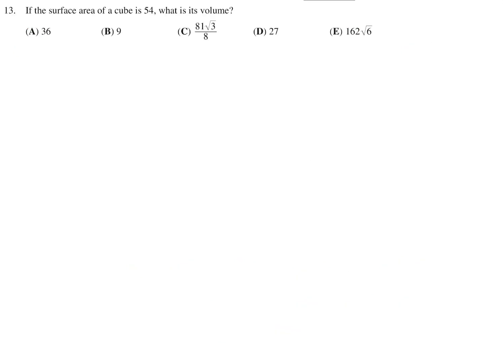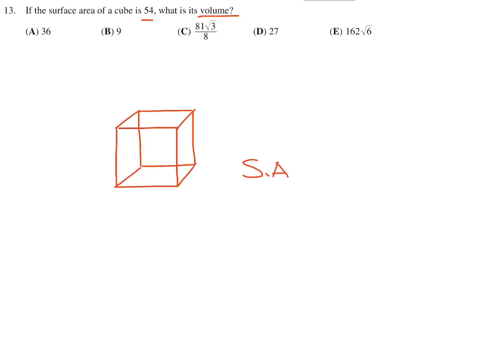A cube, surface area of a cube is 54. What is the volume? Alright, anytime you have a cube, you've got 6 sides, right? And the surface area, SA, is basically the area of these 6 faces. And each face is essentially a square, and the sides of a cube are the same.